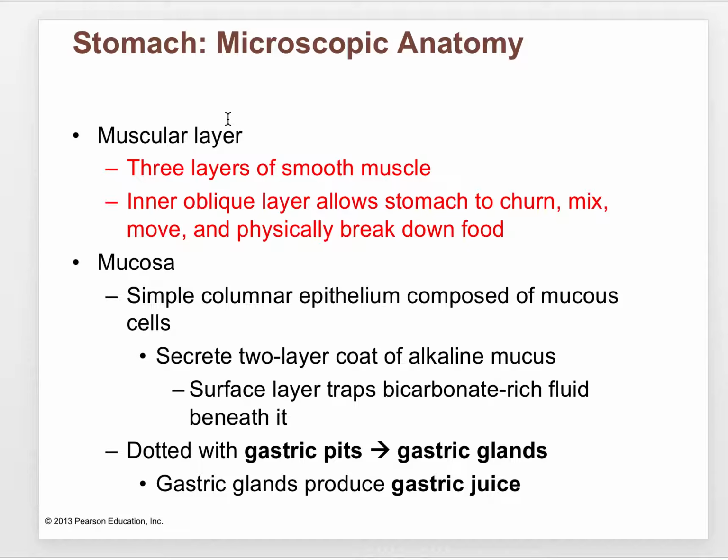The stomach has a muscular layer. There's 3 layers of smooth muscle in the stomach. The muscles in the stomach are there to churn, to mix, and to physically break down food. So it acts like a food processor. It basically grinds and then squeezes the food and breaks it down mechanically, but it also has acid in the stomach, which chemically breaks the food down.